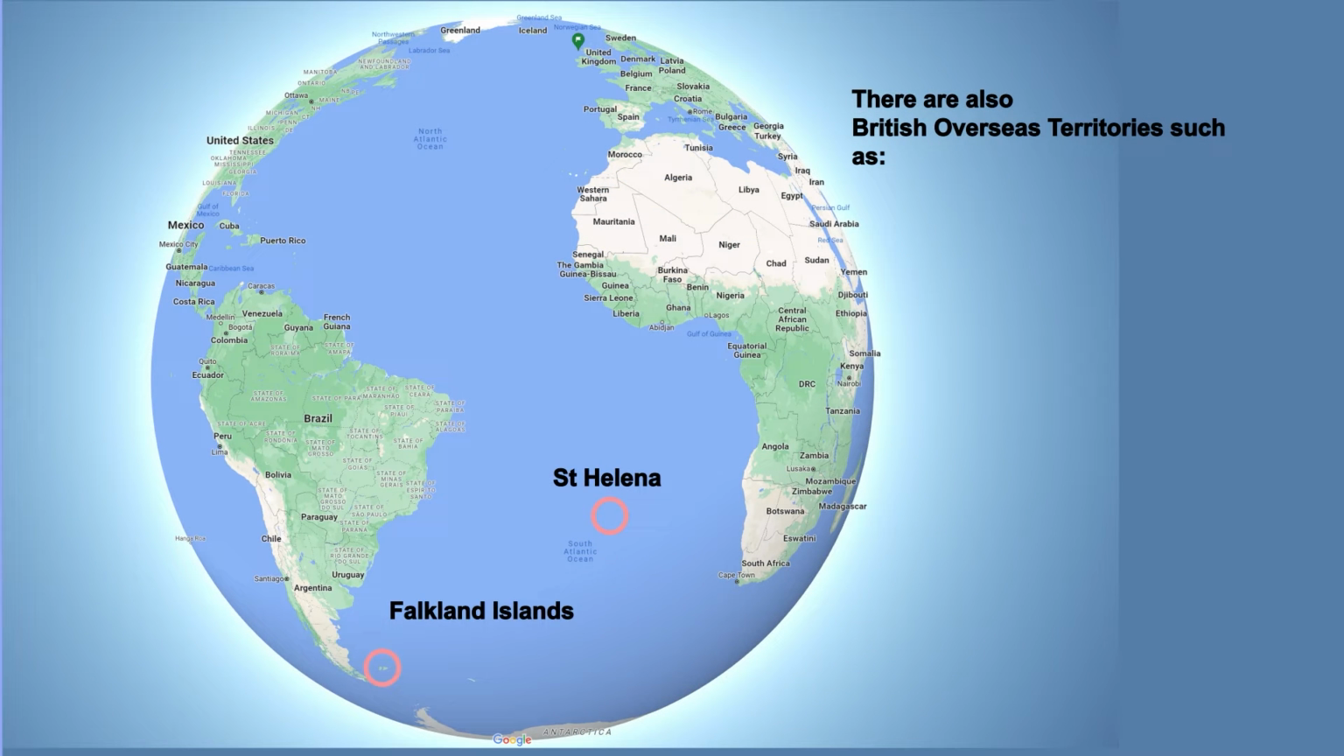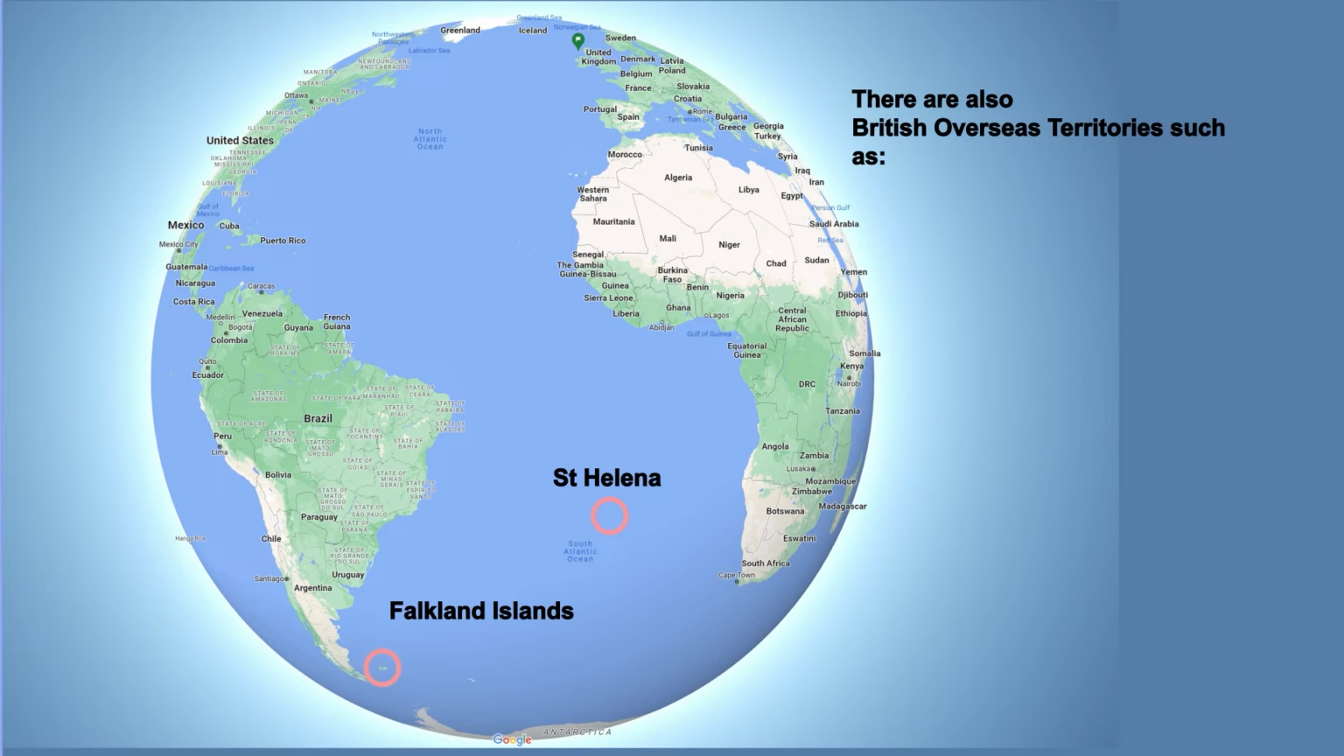Similar to crown dependencies, we have British overseas territories. Now again, the only ones we need to know for the test are St. Helena and the Falkland Islands, and they're circled on the globe there. All we need to remember is Falkland Islands and St. Helena are British overseas territories. They are not part of the UK, but they are closely linked.